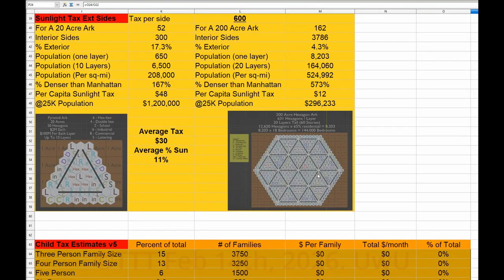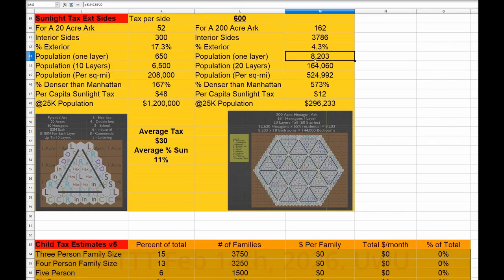Hello everyone, we're back in the budget doing sunlight taxes. This has been wrong for so long, and it's just driving me nuts now all of a sudden. So I took this image and I counted the exterior sides. So there's 52 exterior sides, there's 300 total sides, not interior. So 17% is exterior.